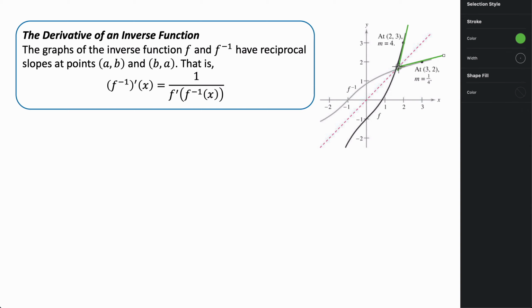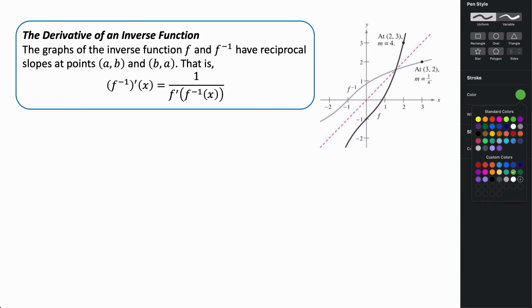It's going to be the reciprocal of that. And the corresponding points, right? So the point is 2, 3 here. So the corresponding point on the inverse would be 3, 2. You switch the x and the y. So the slope of our tangent at that point is 4, meaning the slope of the tangent on your inverse would be 1/4. It's the reciprocal.